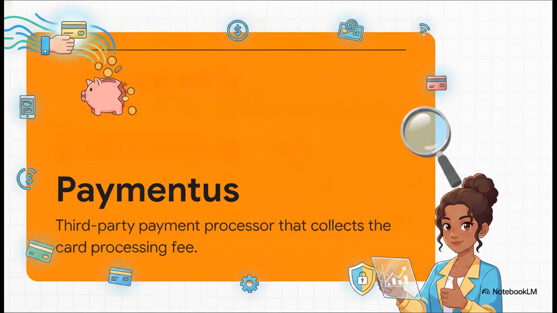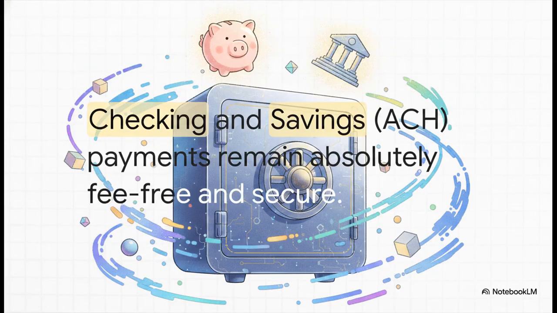Basically, separating it out ensures that only the folks choosing the convenience of a card are the ones covering those specific network costs. But hey, if you want to completely dodge that $2.99 fee, you absolutely can. Checking and savings account payments, also known as ACH payments, are 100% fee-free when you log into your authenticated account.